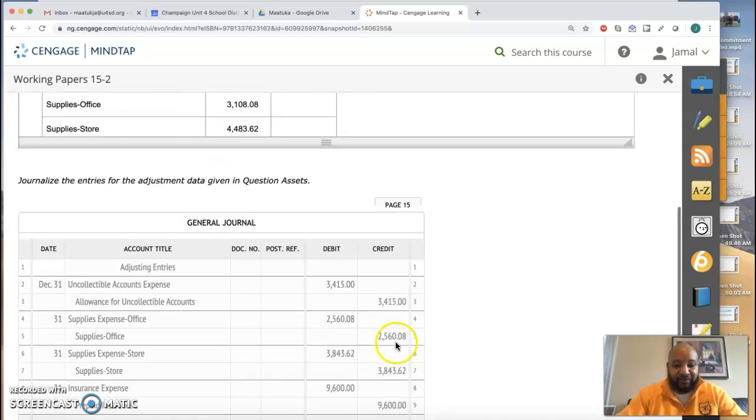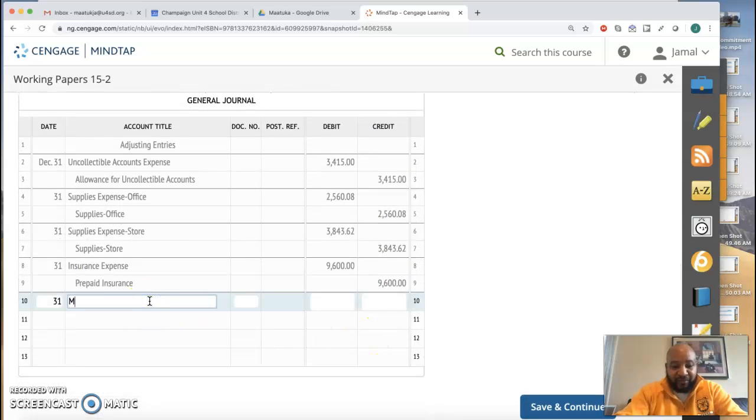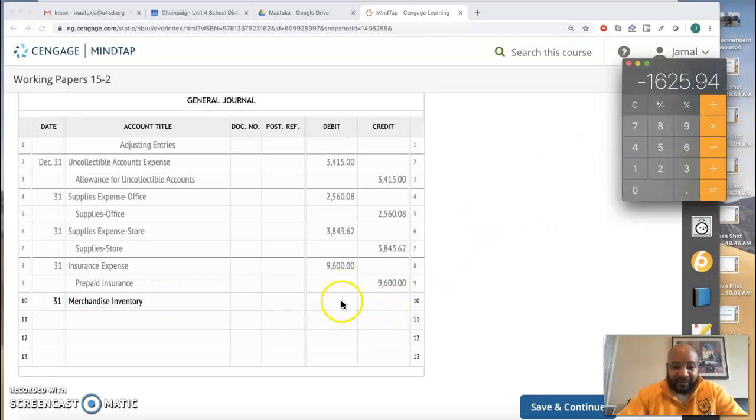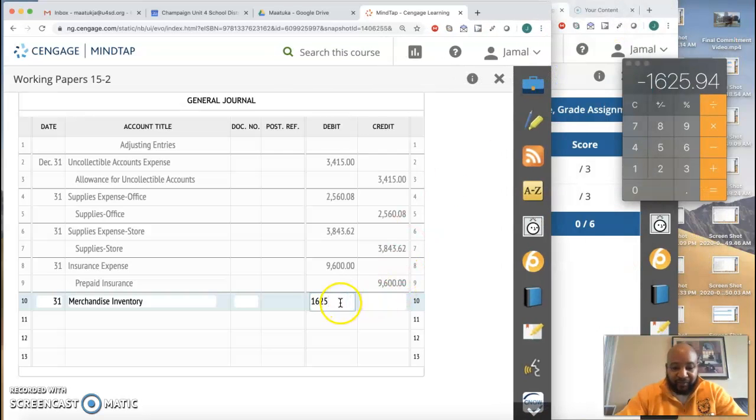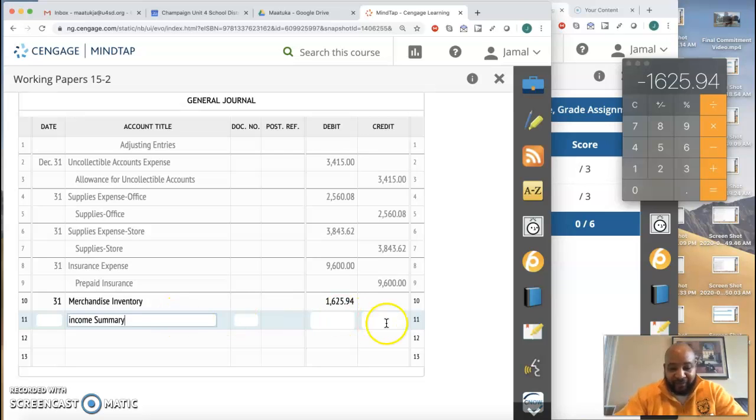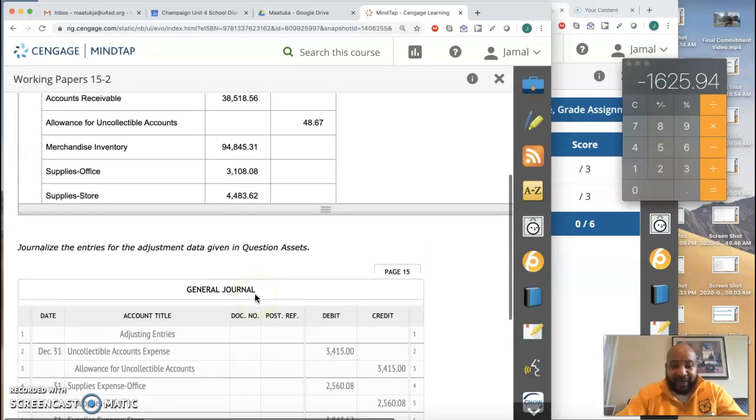So we're going to go down to our merchandise inventory. And we're going to debit it. We're going to debit it for $1,625.94. You know what? Let me close this a little bit so I can see it better. Good. And we're just going to put that in income summary. Income summary. We know we have to have a credit for every debit. So without even thinking, I know this goes into income summary, 1,625.94.